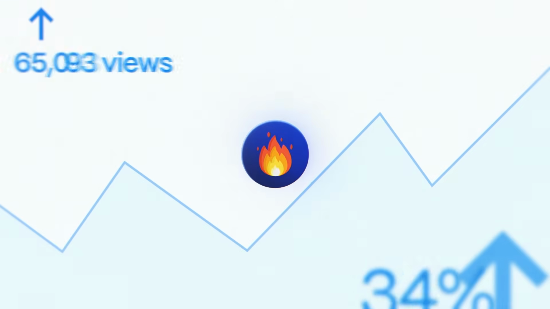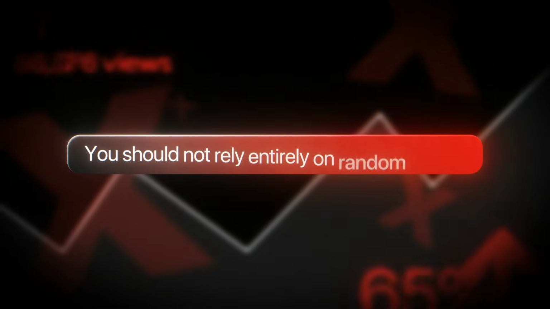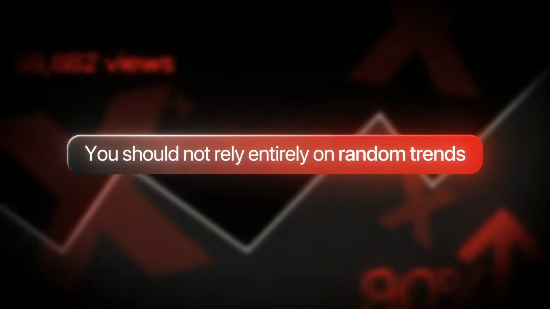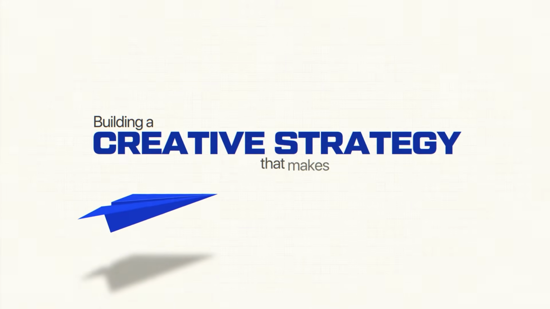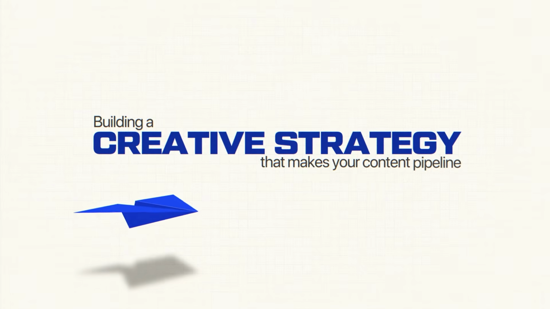To create viral UGC in 2025, going into 2026, it all starts with understanding what is already working. But that doesn't mean that you should rely entirely on random trends. Instead, your first move should be building a creative strategy that makes your content pipeline efficient and predictable.